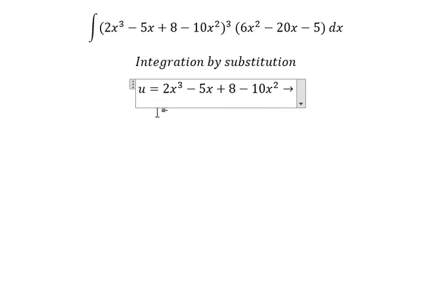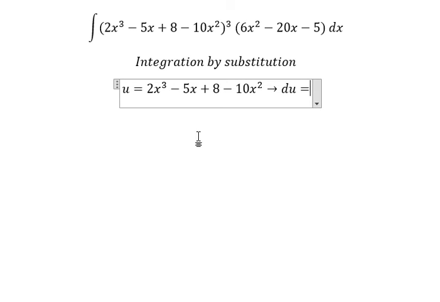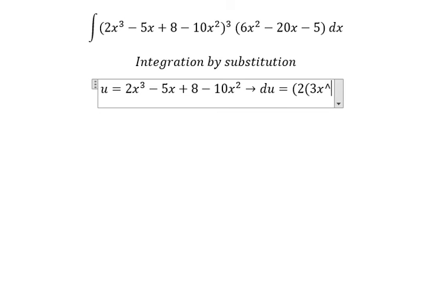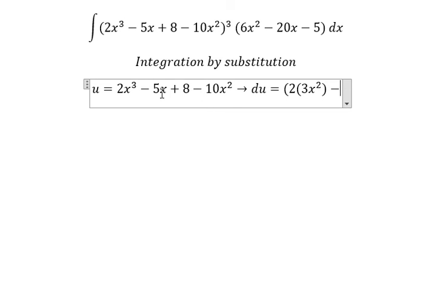Now we need to do the first derivative for both sides, and you get du equals the first derivative of s to the power of 3. You get 3s squared. First derivative of 5s. First derivative of s, you get number 1.